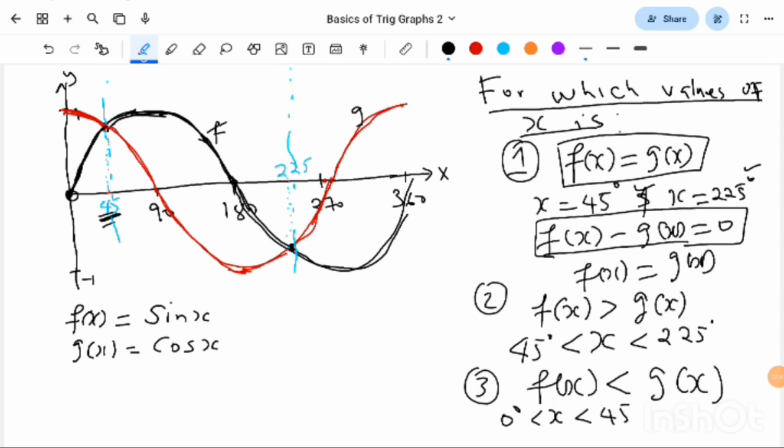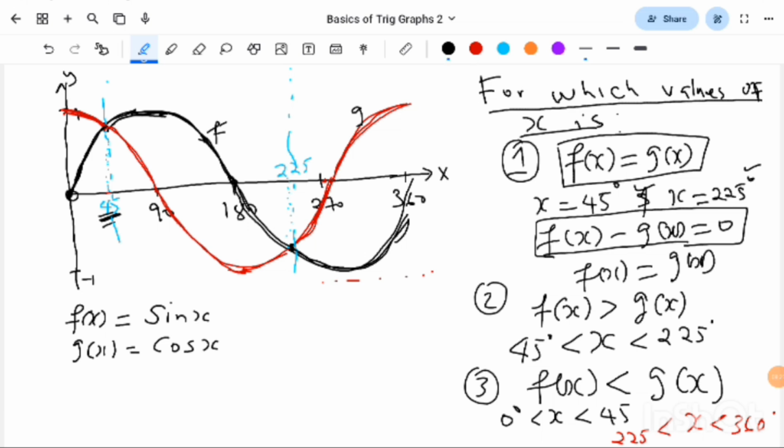Also, where else? You will see that after 225, my f of x is also below the g of x. Okay? It means the other answer is that it is between 225 onwards. 225 going that side, my f of x is below g of x. So it's between 225 and 360. Okay, so that is how you answer these questions.